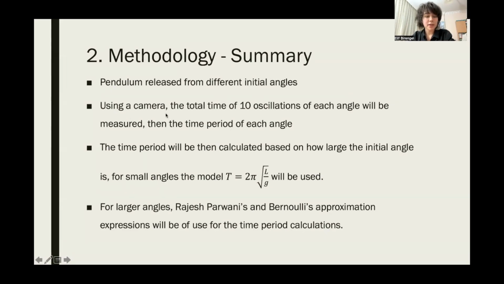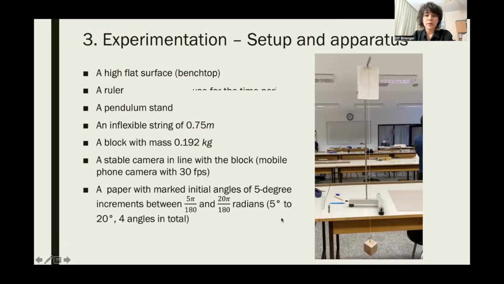I'm going to be using a camera to record the total time of 10 oscillations of each angle. And then I will be calculating the time period of each angle by dividing this by 10. And theoretically, I will also be calculating the time periods using the small angle approximation and these two approximations for smaller and larger angles. My setup is sort of like this.